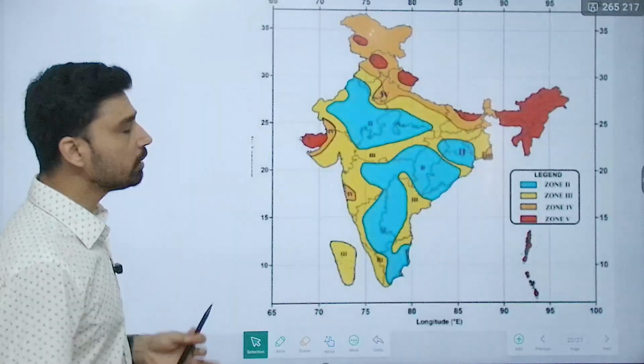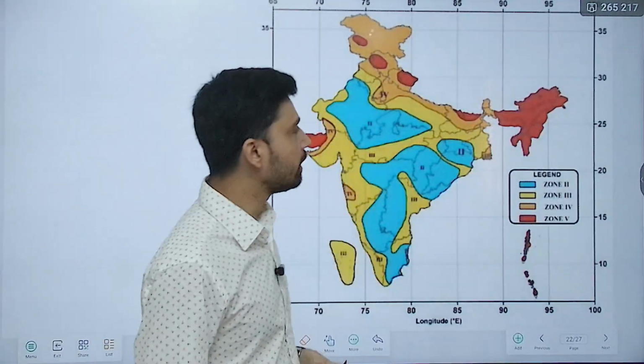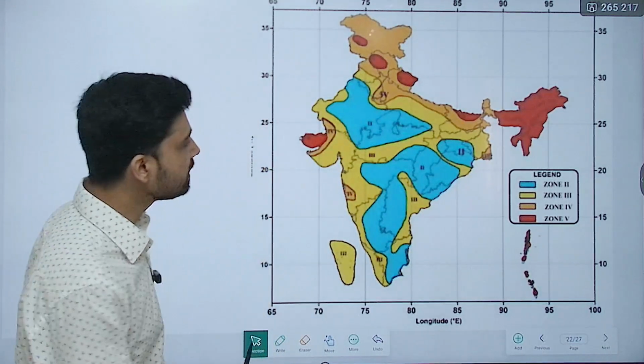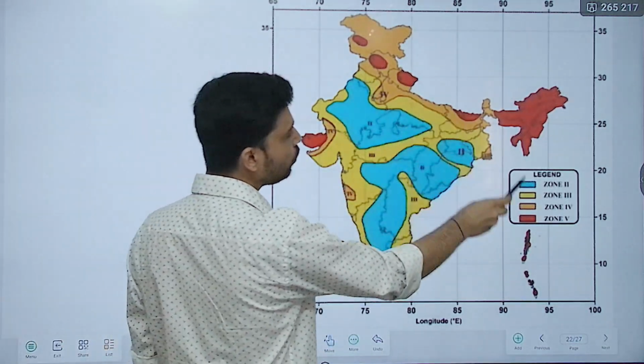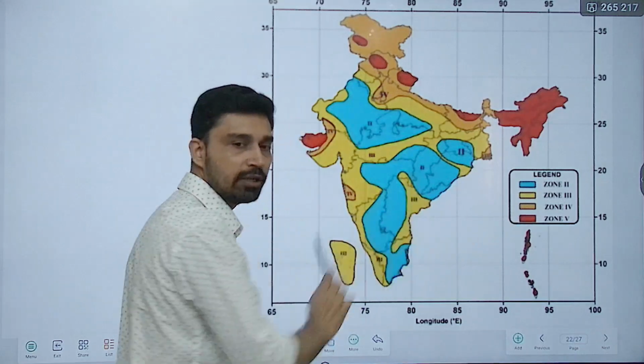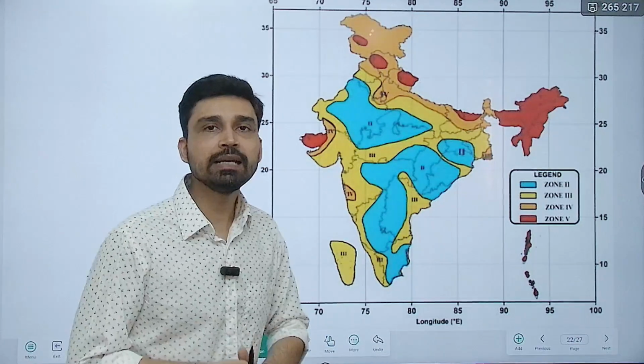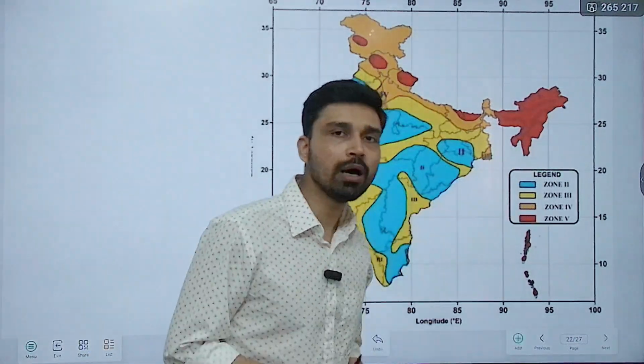Now, when you talk about the seismic zones of India, they are classified by the National Disaster Management Authority, and India, as we can see, is divided into four major zones, that is Zone 2, Zone 3, Zone 4, and Zone 5. Zone 1 also used to exist earlier, but after the 2001 reclassification, Zone 1 and Zone 2 were merged together.